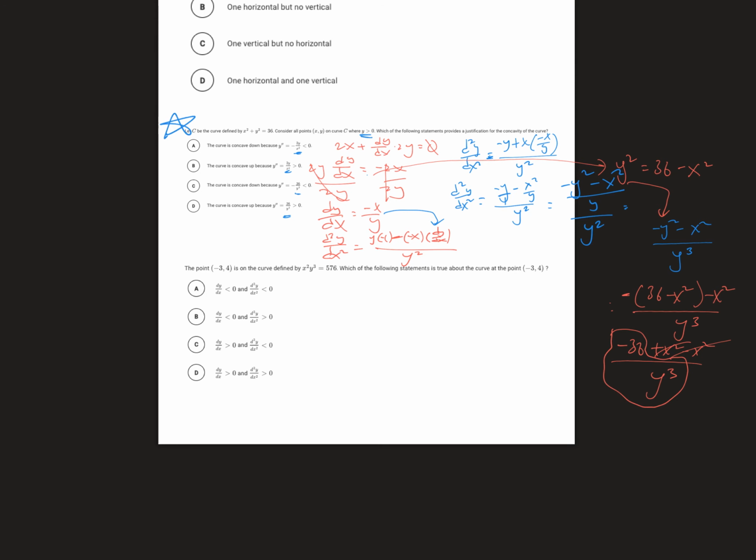Now, let's plug in numbers. We know that y is greater than 0. So if I plug in a positive number here, positive to the third power is what? Positive. I have negative divided by positive, so it's going to be a negative number. So then my second derivative is going to be less than 0, because if I plug in a positive y, my whole thing will be negative. That means my graph's going to be concave down. That's why the correct answer is C.